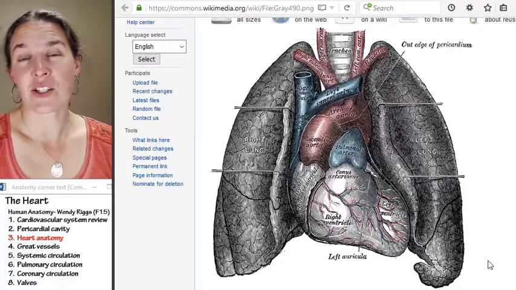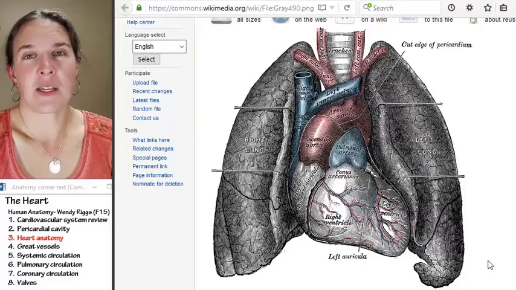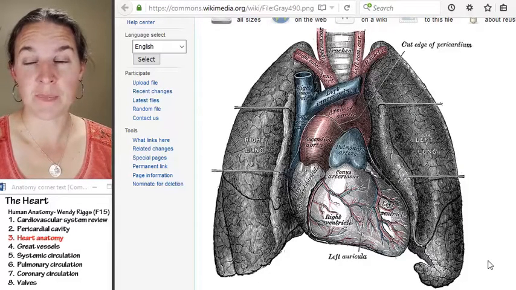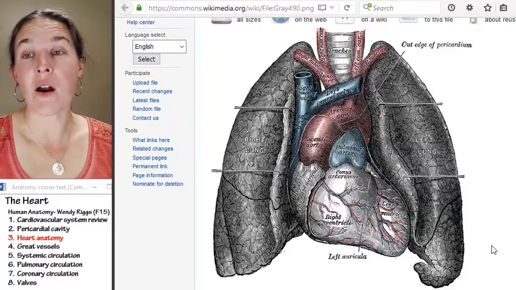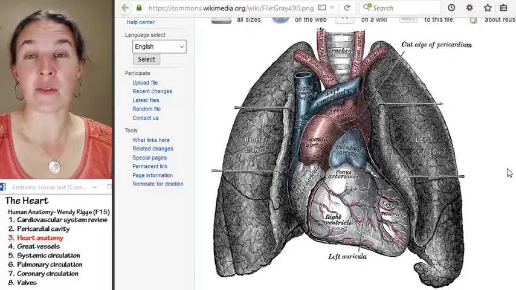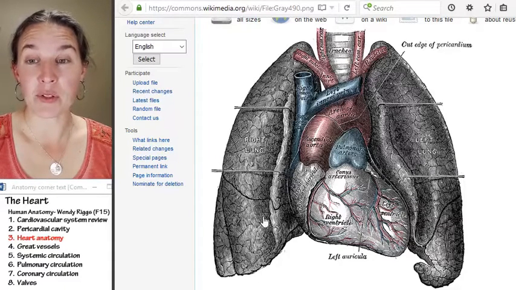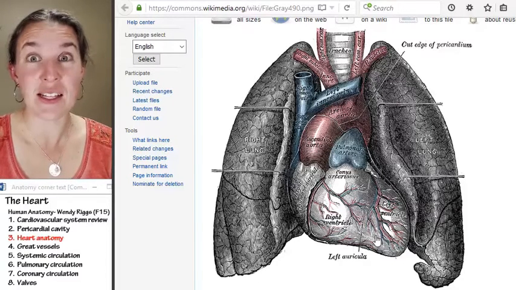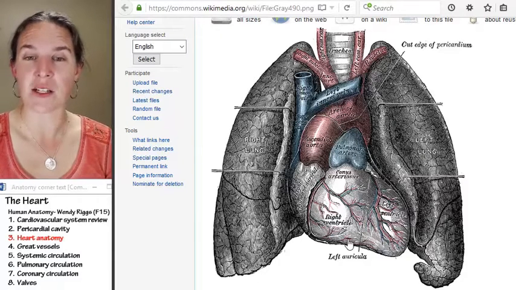Since this is a lecture about heart anatomy, perhaps we should talk about the heart's anatomy. So just to remind you where we are, here is my thoracic cavity and my pleural cavities inside, and this is all mediastinum, and inside of that, pericardial cavity. And inside pericardial cavity, here's my heart.